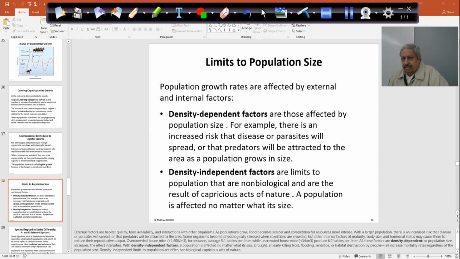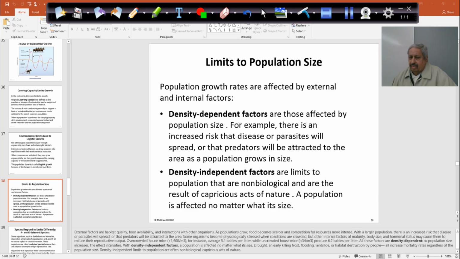Limits to population size. Population growth rates are affected by external and internal factors. We have density-dependent factors and density-independent factors. Density-dependent factors are those affected by population size. For example, there is an increased risk that disease or parasites will spread, or that predators will be attracted to the area as the population grows in size.